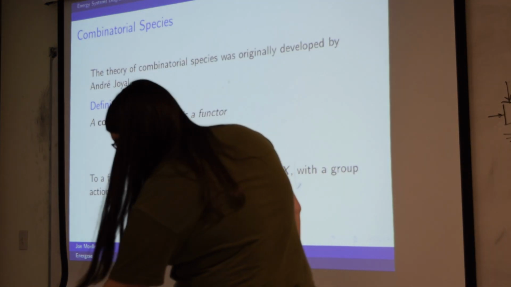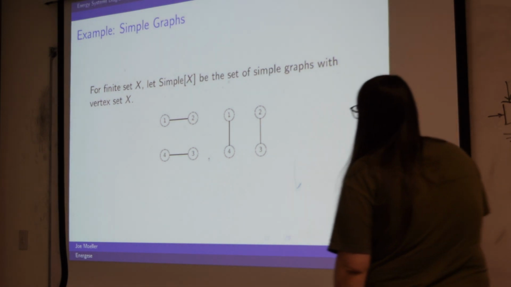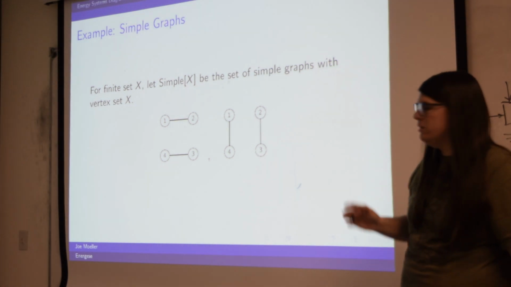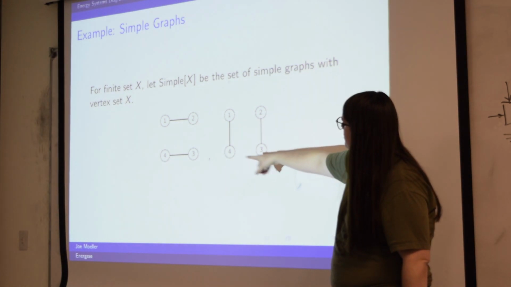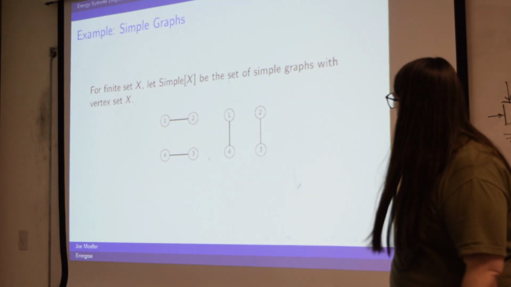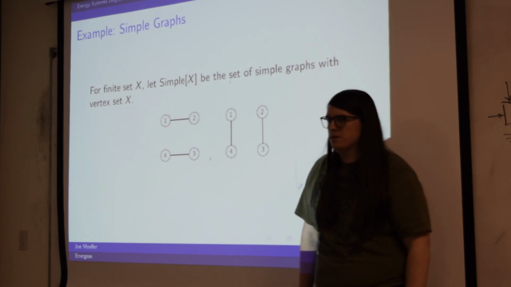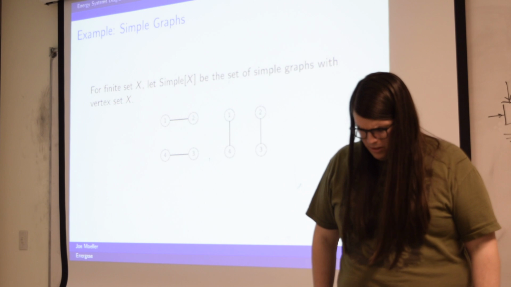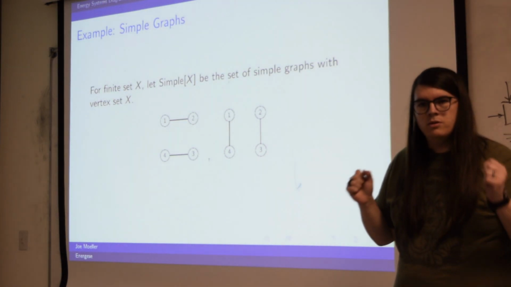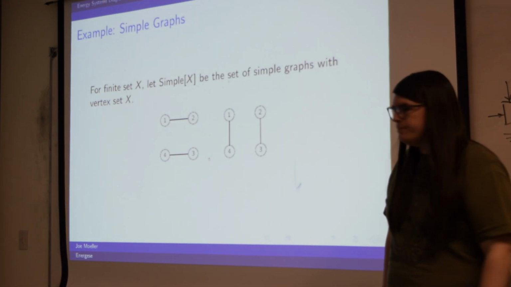So here's an example. Simple graphs. If your finite set is {1, 2, 3, 4}, then here are two graphs, two different elements of the set Simple of 4. In particular, I want to say that these are two different ones, because isomorphism classes are so important in graph theory that people often want to call these the same thing. Here, these are two separate things.